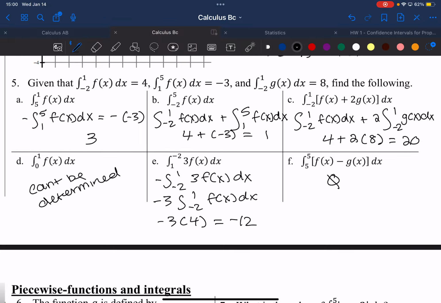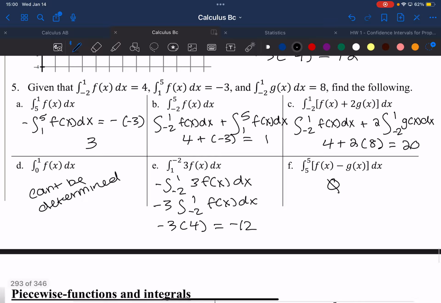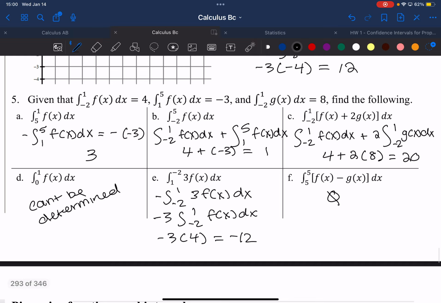Why could D not be determined? D can't be determined because we're not given enough information. So for example, if we look at all the integrals given for f, we have -2 to 1 and we have 1 to 5. There's no property that says that we could use the middle ones. Not yet. Okay.